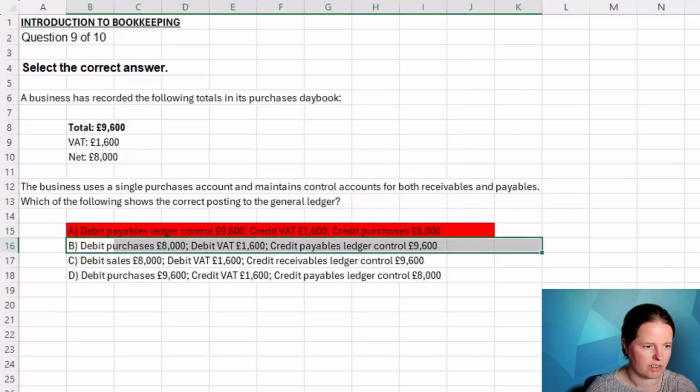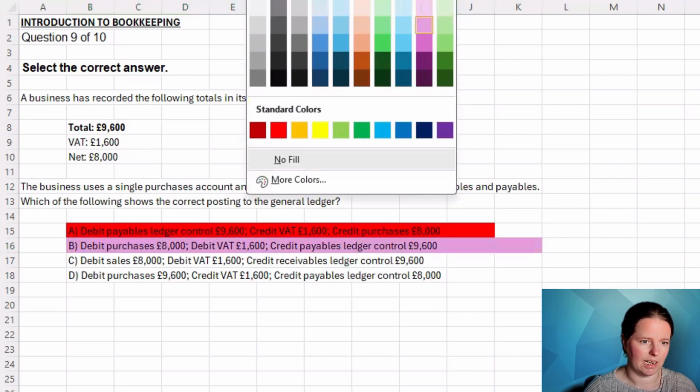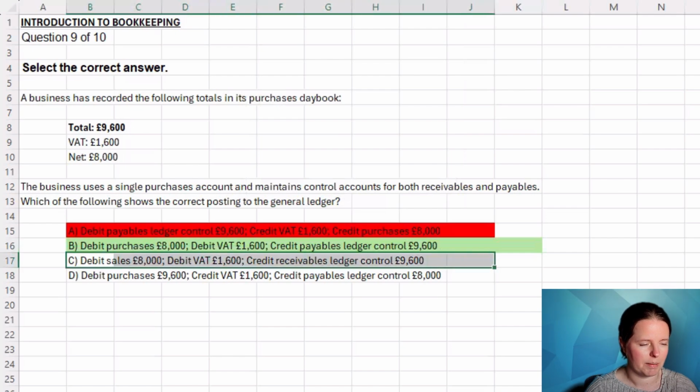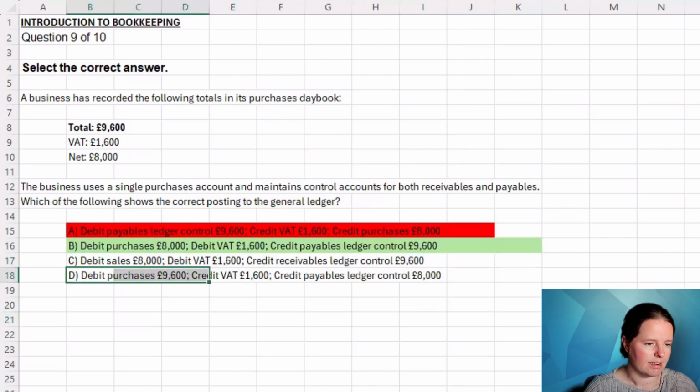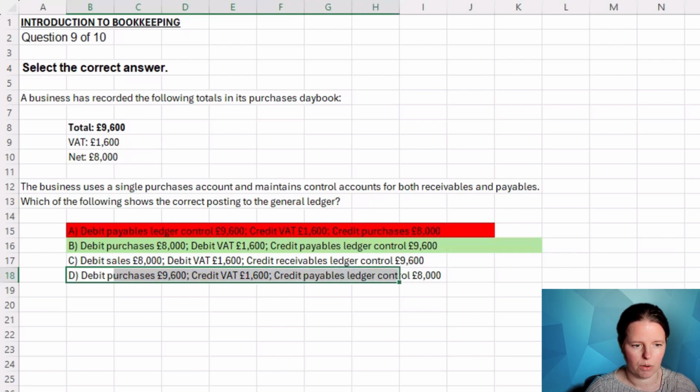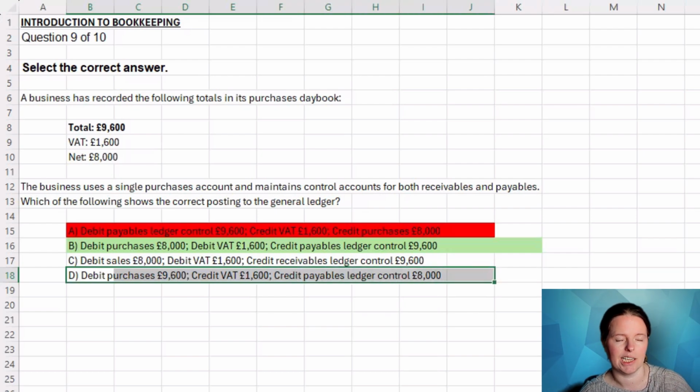Next, debit purchases 8,000, debit VAT 1,600 and credit payables ledger control account. I think that's probably going to be our answer here. So I'm going to green that up a second, but just look at the others. Debit sales, we're not going to debit sales, there's nothing to do with the purchase day book. Debit purchases 9,600. Well, we're not going to debit the gross value to the income statement, so that's why that's not correct.